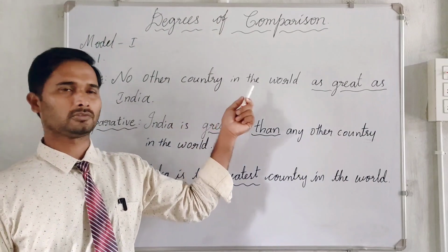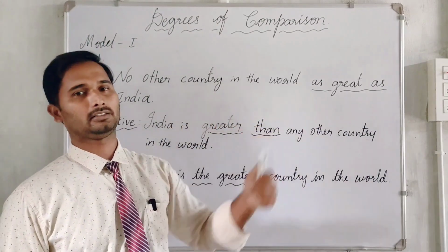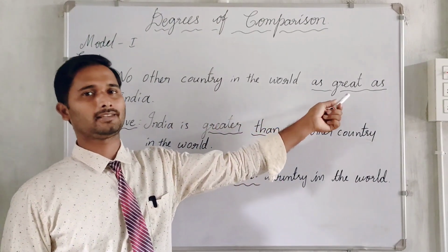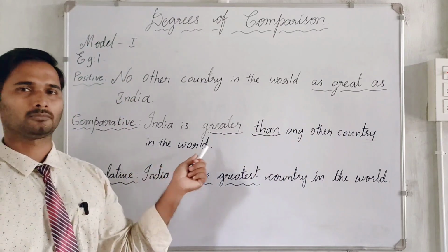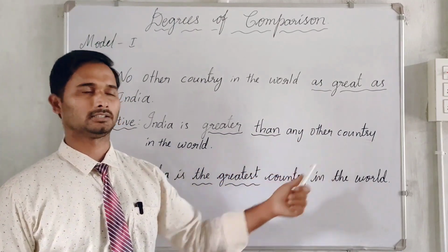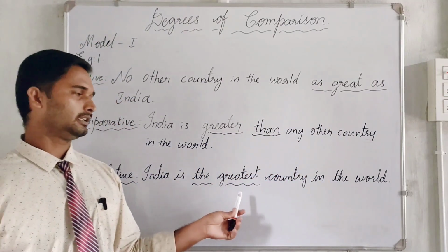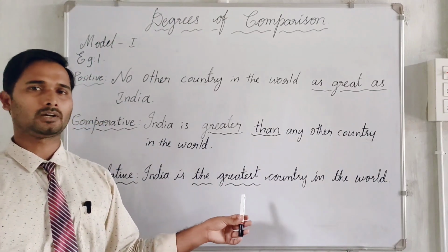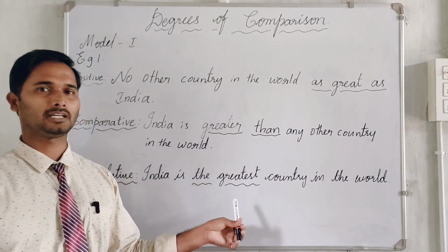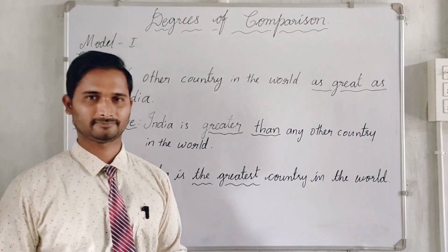The positive form shows comparing with no one. It means it shows the mere existence. Second, the comparative form shows it compares with the other. The third one is the highest degree, and there is no comparison made, and it could be the highest degree of all.